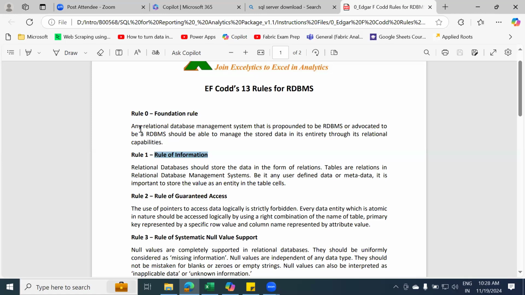Then let's come back here. Any database management system that is advocated to be an RDBMS should be able to manage the stored data entirely through its relational capabilities. Sorry, there is a typo here. So you need to create a relationship based on the relational capabilities. You work with different tables. Now, let me show you.